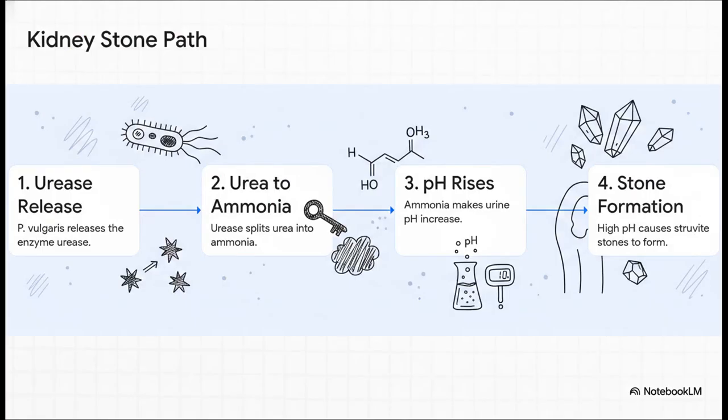So here's how it all goes down. Proteus vulgaris pumps out that urease enzyme. That enzyme finds urea, which is a waste product that's always in our urine, and splits it into ammonia. Now, ammonia is super alkaline, which makes the urine way less acidic. And in that high pH environment, minerals start to crash out of solution and form hard, jagged kidney stones called struvite stones. This bacterium literally builds rocks inside your body.